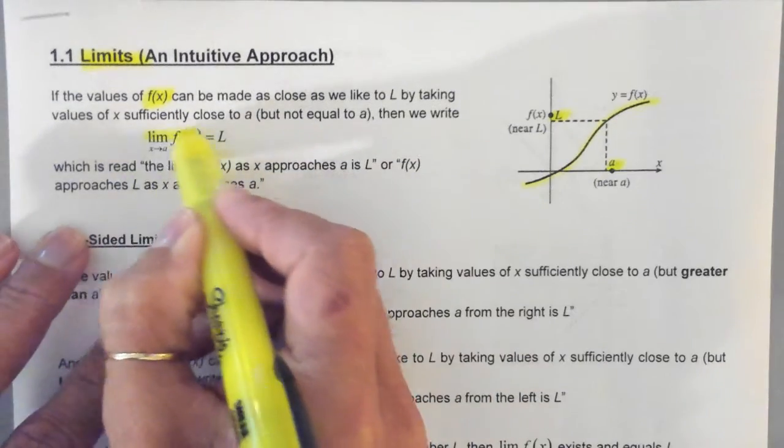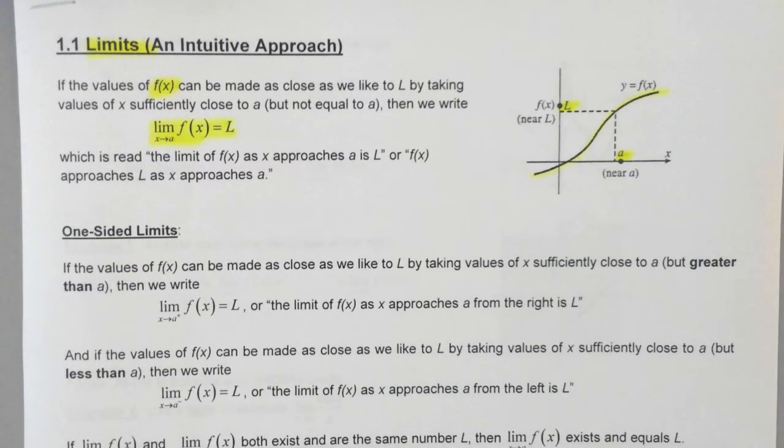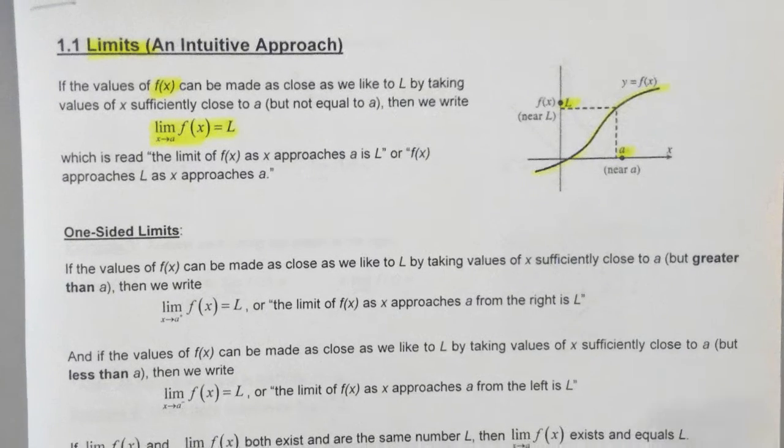Okay, so this is read as the limit as x approaches A of f of x is equal to some given L value. Or you could say the limit of f of x as x approaches A is equal to L. Okay, but you do need to know how to read it.